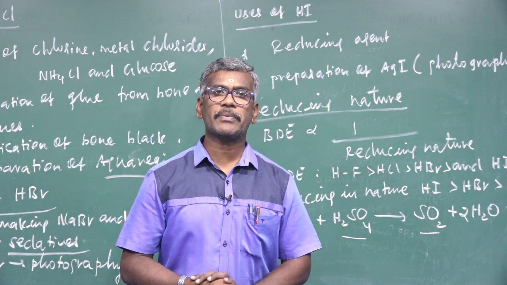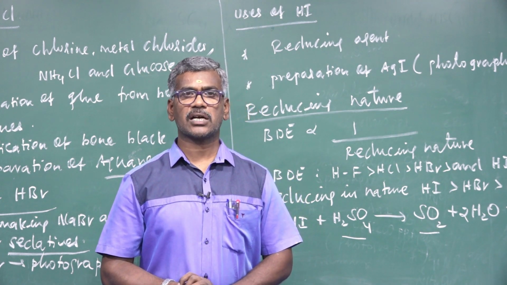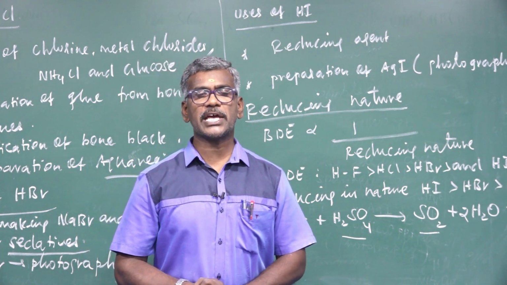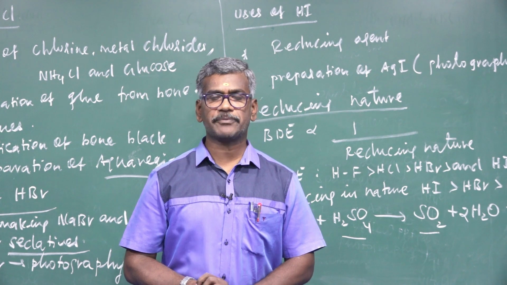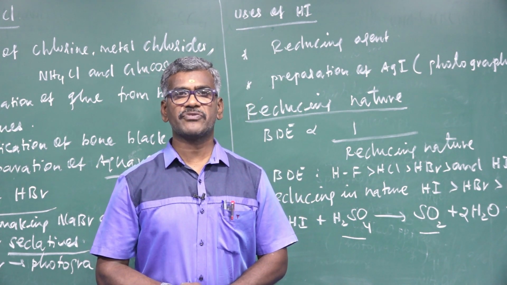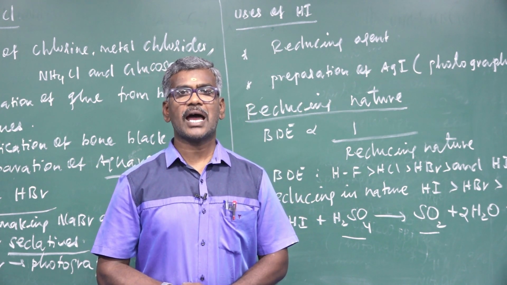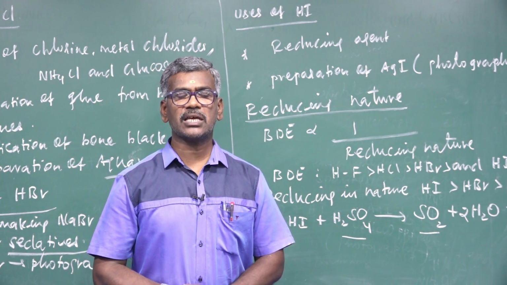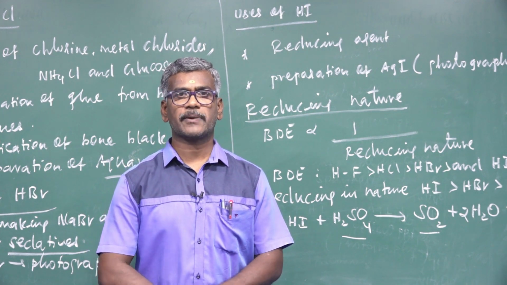Aqua regia, another name, royal water. This is a mixture of HCl and HNO3 in a ratio of about 3:1. Another one is the uses of HF, HBr, HCl and HI. Here you have to practice the equations regularly and get the highest marks. Good luck.